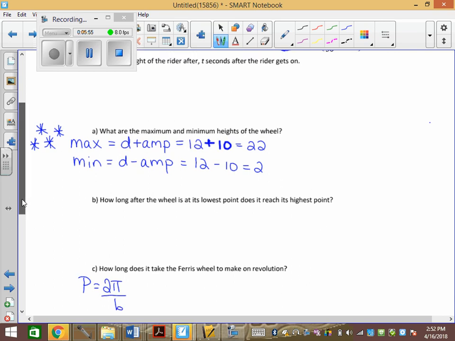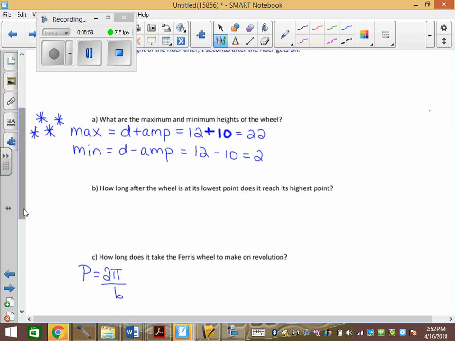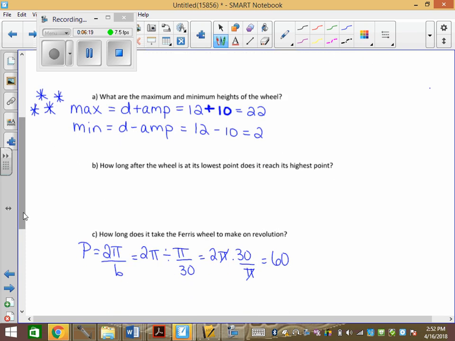What's our b in this case? Pi over 30? So we're going to do 2 pi divided by pi over 30, which is actually 2 pi times 30 over pi. So it's 60. 60 what? They tell you what the units is for time. T is seconds. So this thing rotates every 60 seconds.